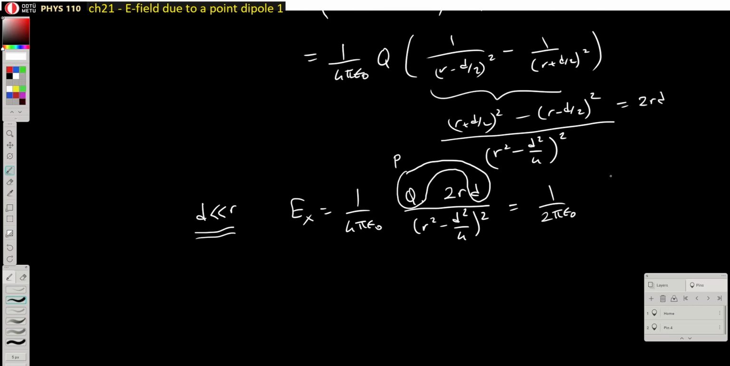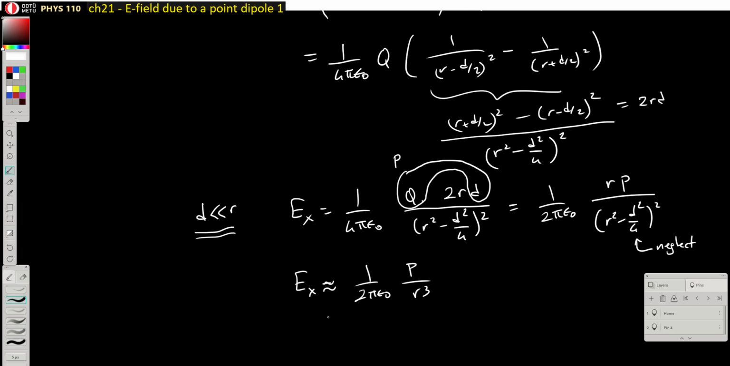That's 1 over 2 pi epsilon 0 r times the dipole moment divided by (r squared minus d squared over 4) squared. Once I obtain this expression, I know that the electric field should be proportional to the dipole moment, right? At this point, I can take the limit where d goes to 0. So therefore, basically it tells me that I can neglect this d squared over 4 next to r squared. So as a result, I just replace this with 0 basically. So in that case, the electric field is equal to 1 over 2 pi epsilon 0 p divided by r cubed.